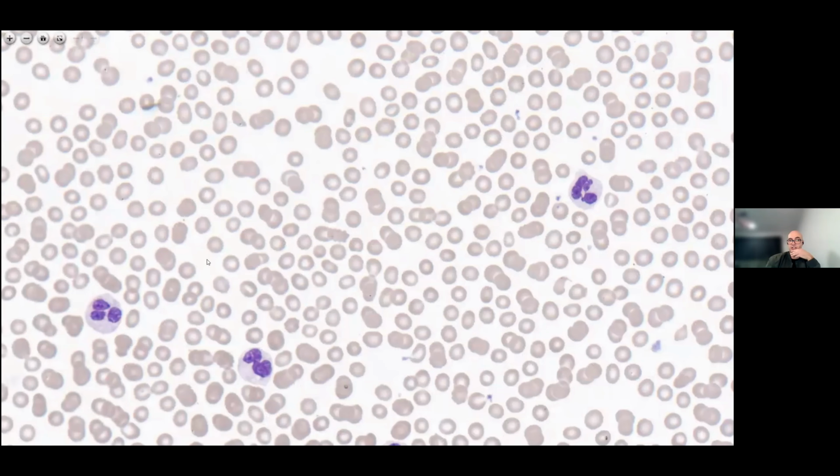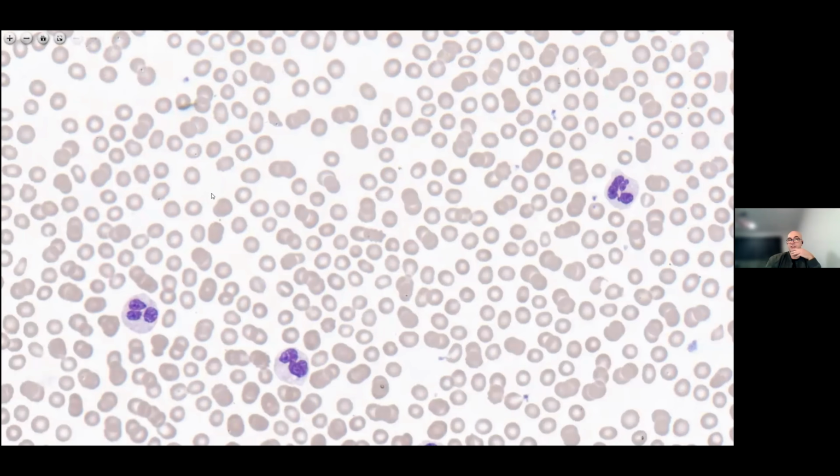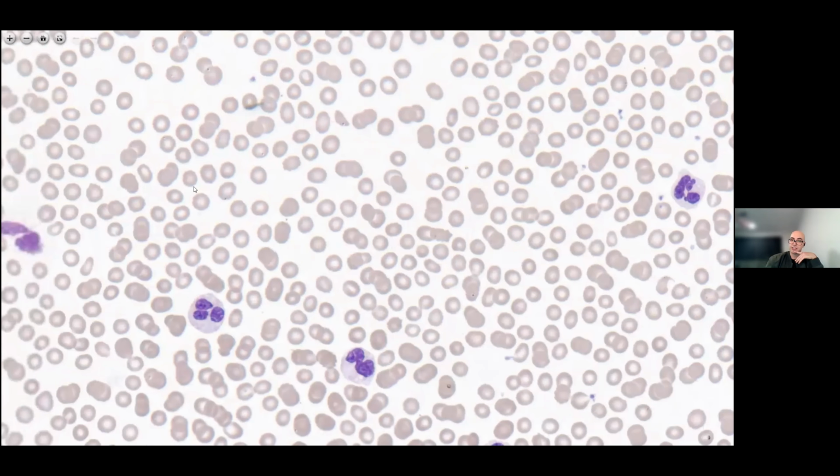We want to start seeing red cells being evenly distributed, and also some red cells starting to overlap. And I think I've got it now. The red cells are mostly distributed and separated, but we can see some red cells starting to overlap. So this is the perfect area to perform a differential. The white cells will be evenly distributed, and the red cells will let you see the morphology clearly.